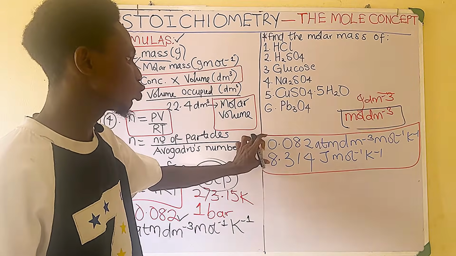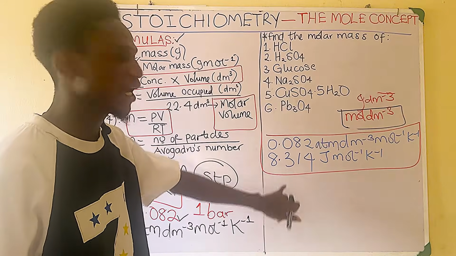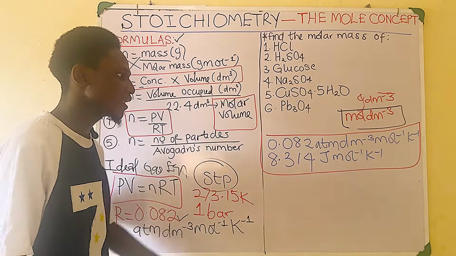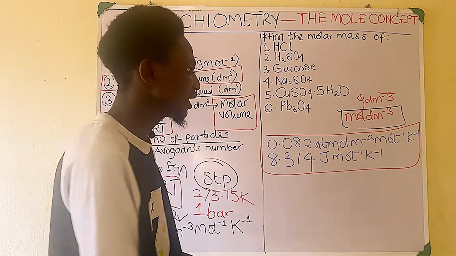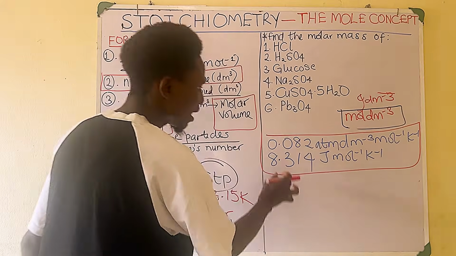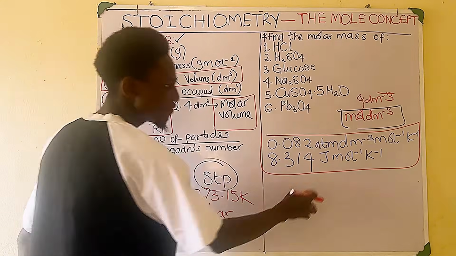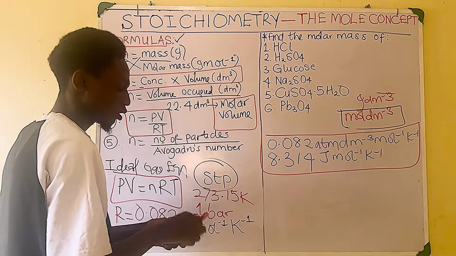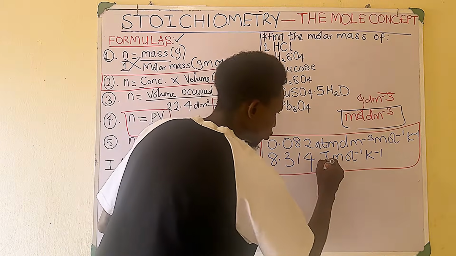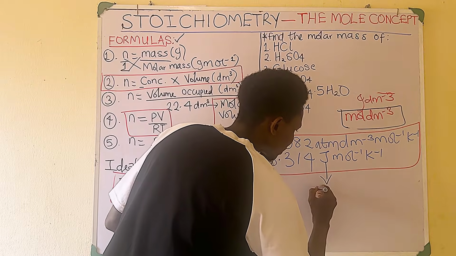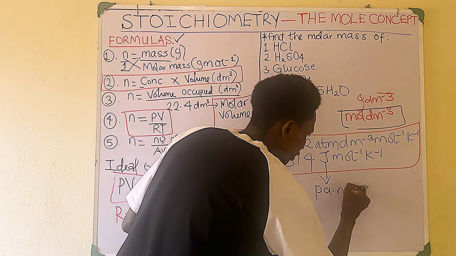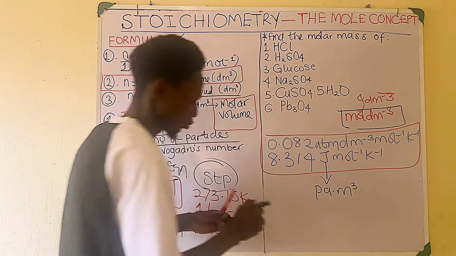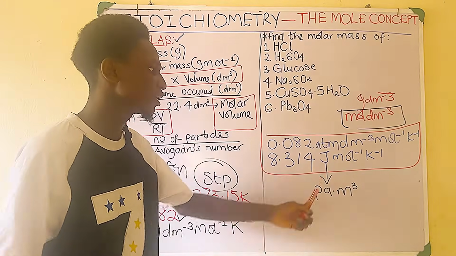So we can actually have two units for the ideal gas constant. It can either be atmosphere dm cube, and if it's in atmosphere and dm cube, then we're having 0.082. But if it's in joules, they may not represent it as joules, they may represent it as Pascal meter cube, which gives you joules. I'm going to tell you how it gives you joules.